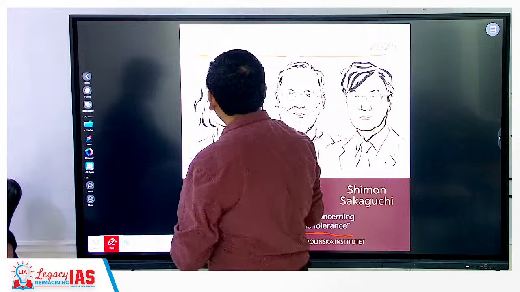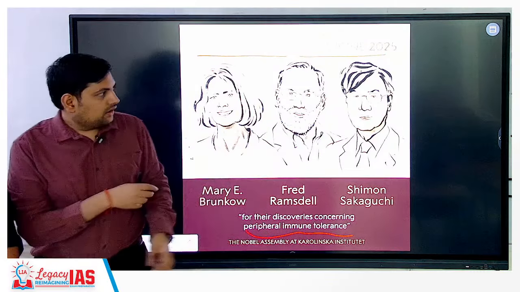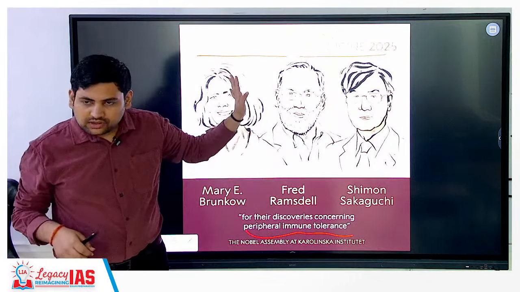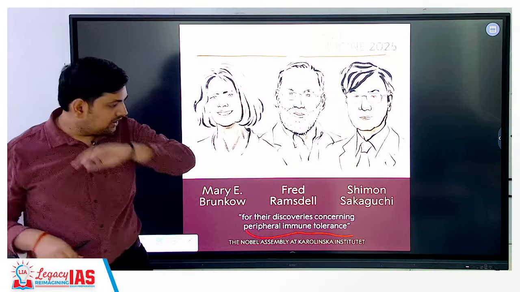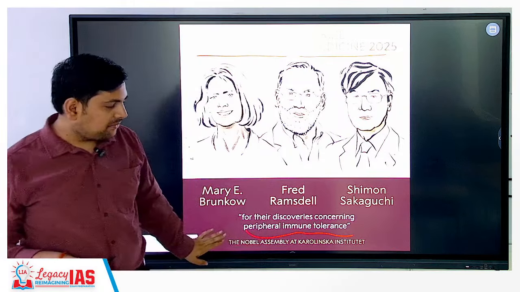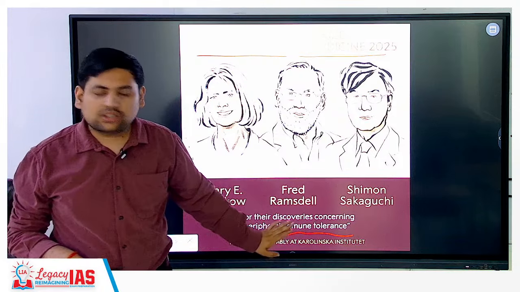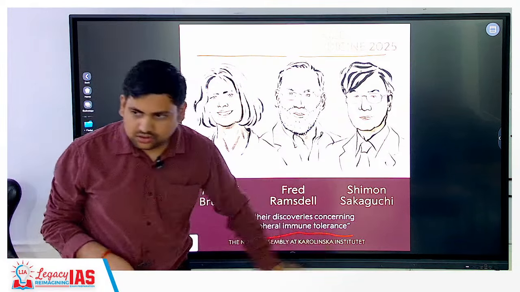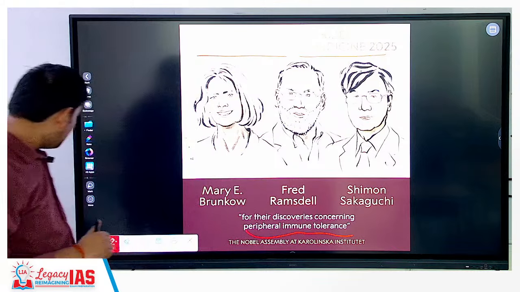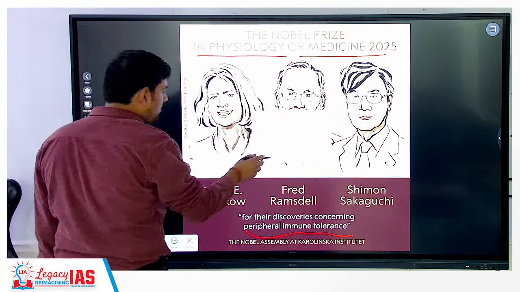Okay, so first one, this is being given for physiology or medicine. Now they have been given the prize for the topic related to peripheral immune tolerance. Now there is a lot that you need to understand before understanding this. Now let's start.